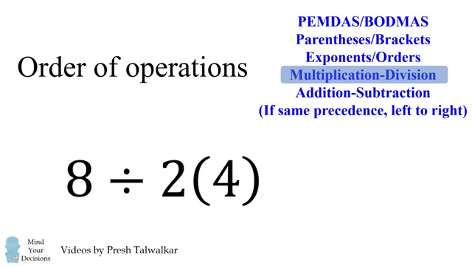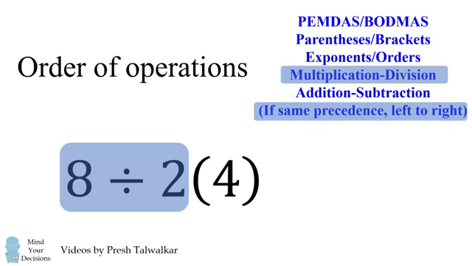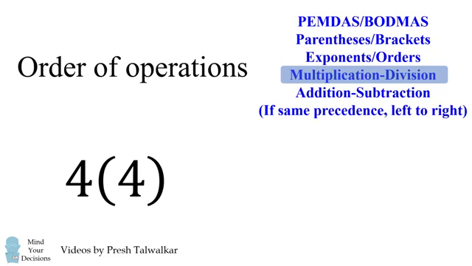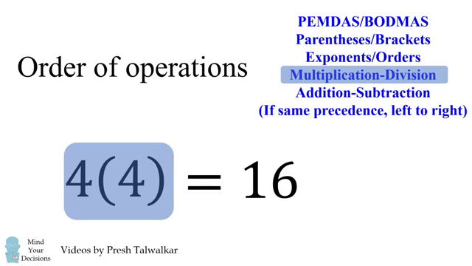We then have a division and a multiplication. When you have operators of the same precedence, you work from left to right. So we take 8 divided by 2 first. This evaluates to 4, and then we complete the multiplication of 4 by 4, and we get 16. This is without a doubt the correct answer according to the modern interpretation of the order of operations.